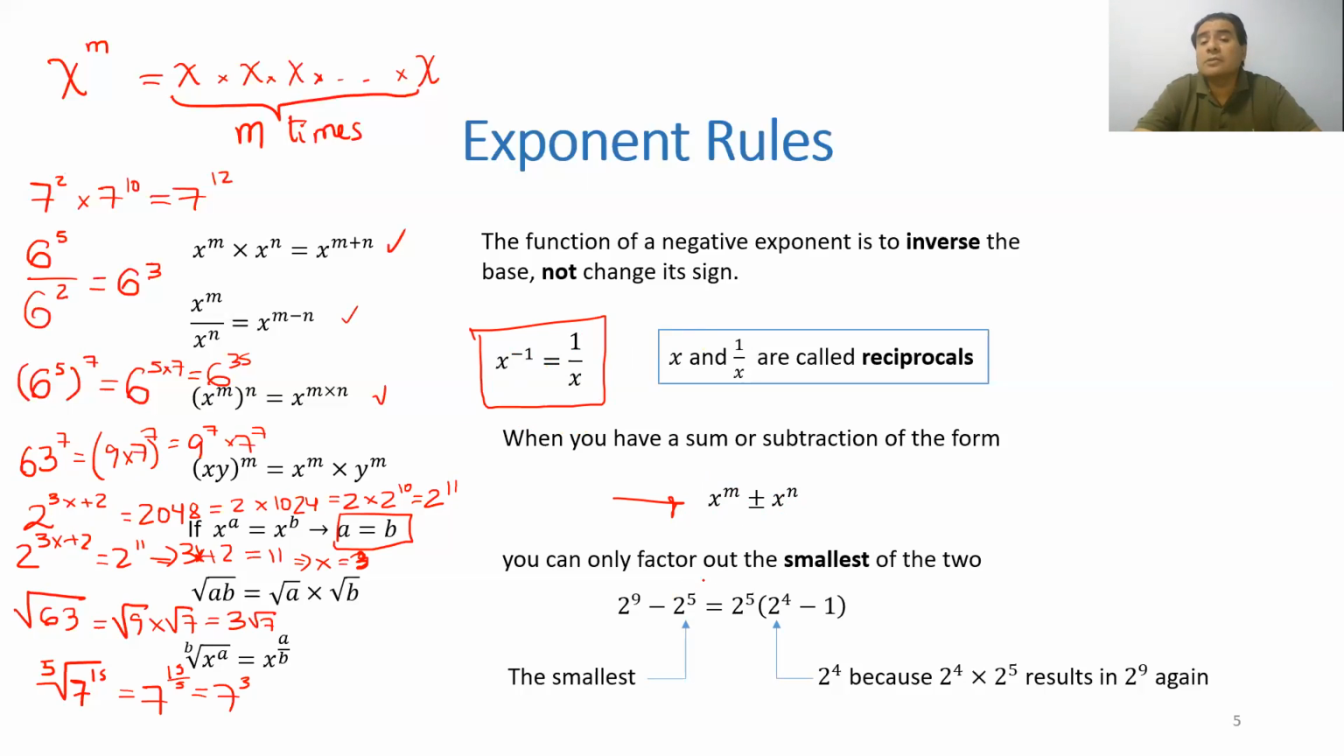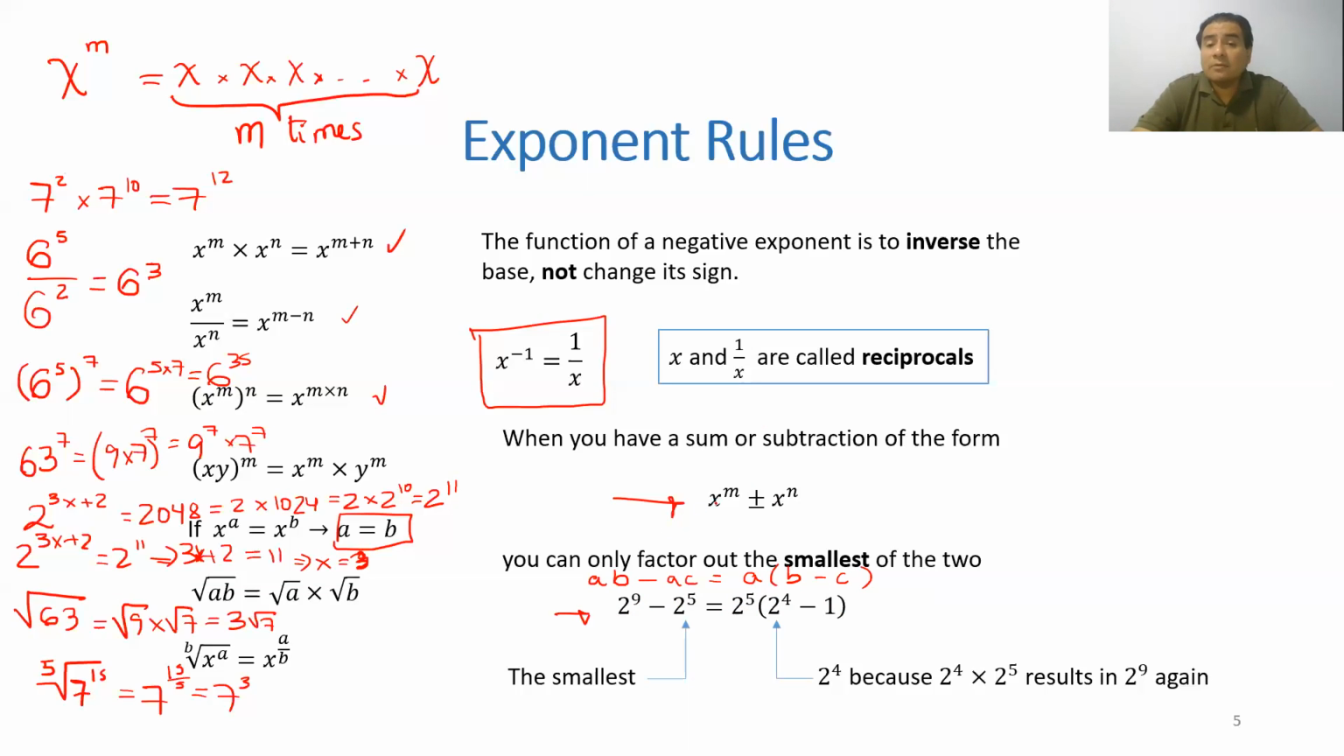You can only factor out the smallest of the two. Like, for example, in this case, 2 up to 9 minus 2 up to 5 equals 2 up to 5 multiplied by 2 up to 4 minus 1. Why? Because here we are just applying the distributive property, right? It's like having something like this, a times b minus a times c. So you factor the common factor here, multiplied by the difference of the other two factors. Same here, right? Because a times b, 2 up to 5 times 2 up to 4, gives you the original 2 up to 9.